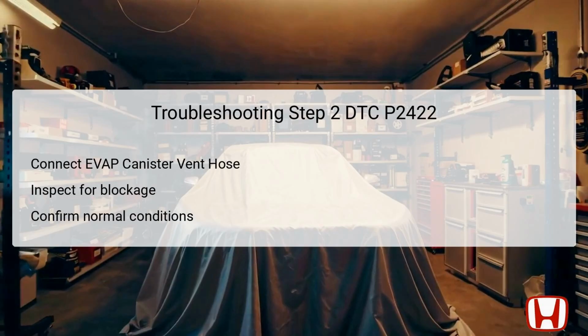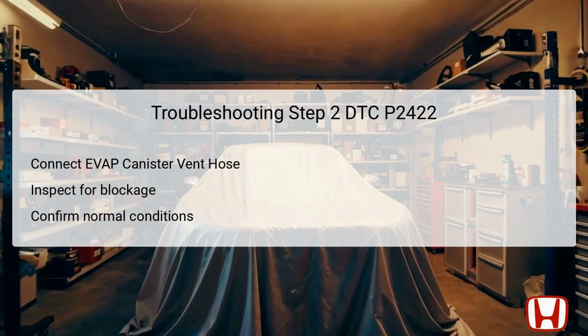In this second step, focus on the EVAP canister vent hose. Begin by ensuring that the vent hose is properly connected. Any disconnection can lead to inaccuracies in pressure readings and trigger DTC P2422. After ensuring the connection, inspect the hose for any blockages or restrictions that could impede vapor flow.